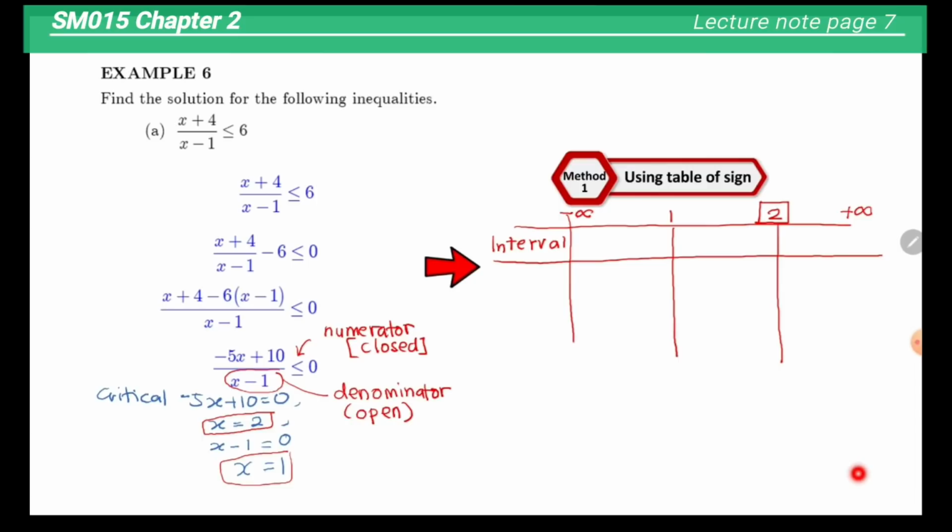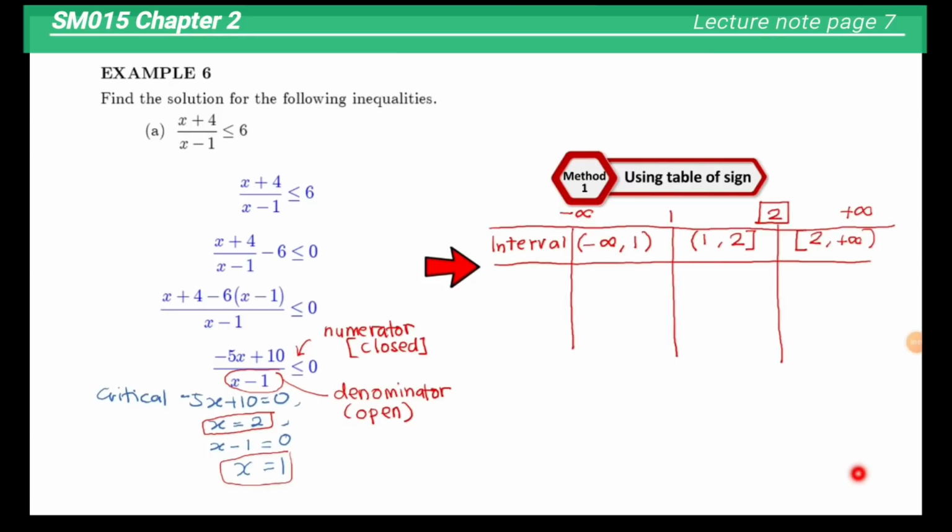Now you can write the intervals that we have here. For this box, it is negative infinity up until 1, then 1 up until 2, and 2 up until positive infinity. We have seen here that 2 is closed, so for the critical number 2, we close both sides. And 1 is open, so open for both sides. What about infinity? Infinity will always be open.